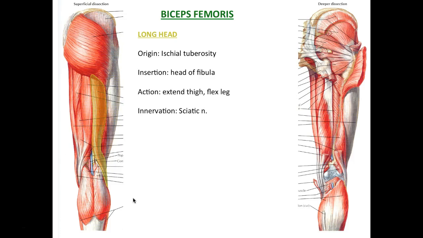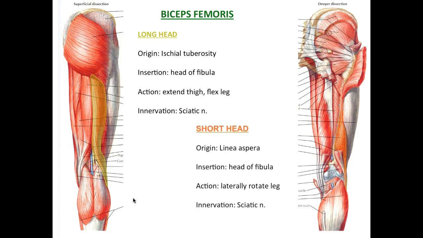So let's take a look at your long head. It's going to originate from your ischial tuberosity, insert into the head of the fibula, and have the same actions: extension of the thigh, flexion of the leg, and innervation of sciatic nerve. Now, if you peel that long head out of the way, you're going to see your short head. And this originates from not the ischial tuberosity, but the linea aspera. It inserts into your head of your fibula.